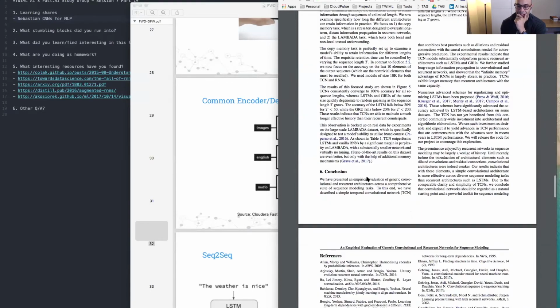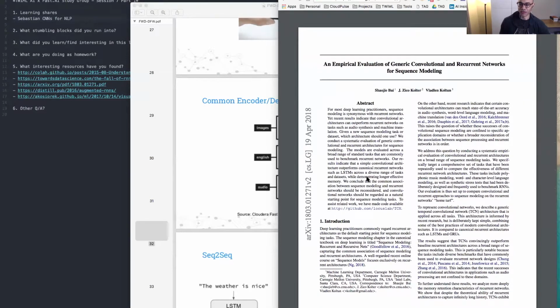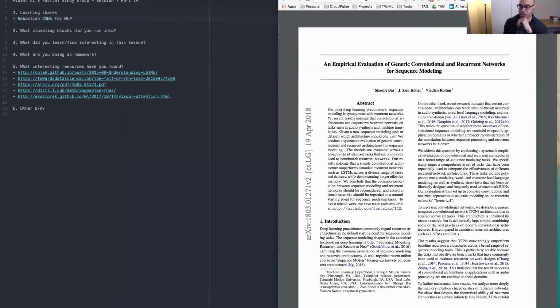Cool. I suspect that a future version of the Fast.ai course will be talking about this stuff as well, attention and CNNs for this kind of stuff. It'll be interesting to see how they incorporate this stuff into the class. I'll put these links in the chat as well.